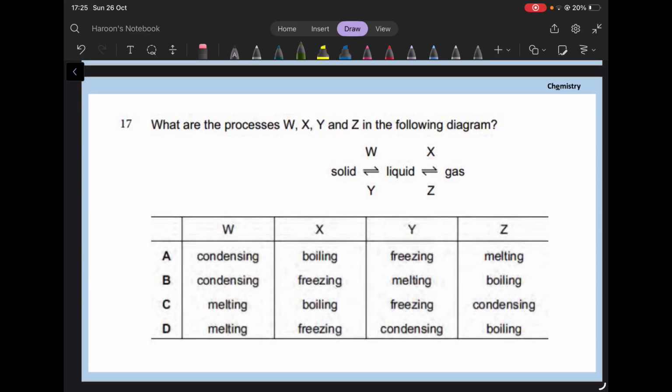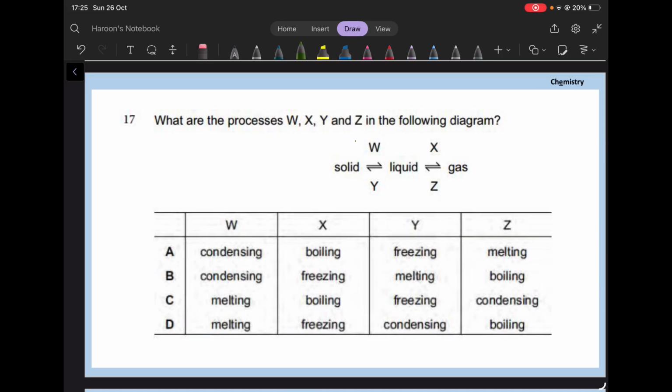Okay, now what are the processes W, X, Y, and Z in the following diagram? So let's start with W, solid to liquid, melting. Liquid to gas, boiling or evaporation. Now Z is your gas to liquid. We are going from right to left now. You can see the direction of the arrow, of course. Now gas to liquid would be opposite to boiling, condensation.